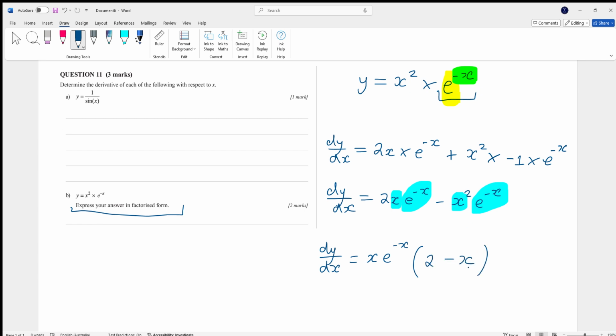Now, the way to double check you've got the correct answer is if you were to multiply that in, you should get this following result up here. And that's how you do question 11, okay?